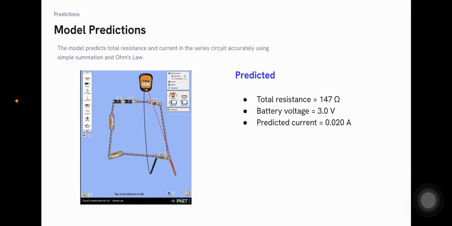Using the total resistance and the applied voltage, we calculated the expected current before running the simulation. These predicted values served as a reference when evaluating the accuracy of our simulated results.